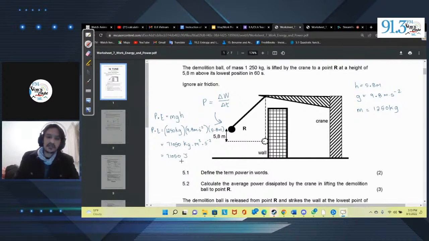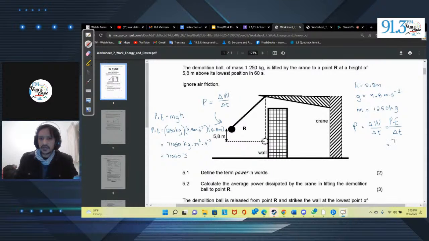Now, we've done the first part. We've calculated the potential energy, or the work that's going to need to be put in to calculate the power that we're going to get over here. Okay. Now, let's find out what the average power dissipated is. Let's take a look. So, power is equal to change in work over change in time. But for this specific instance, it's just potential energy over change in time.